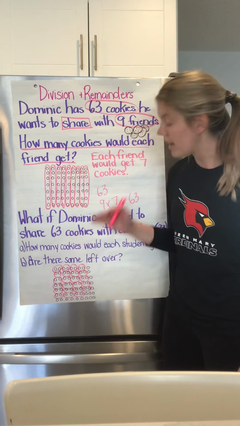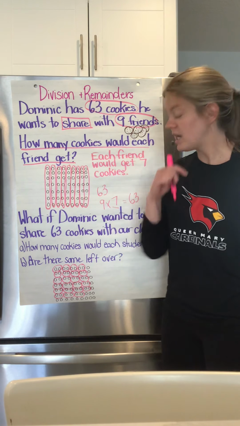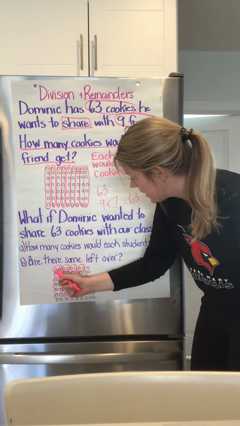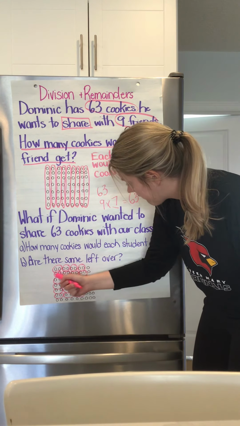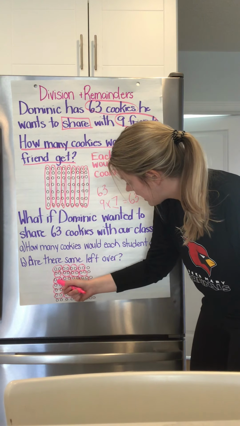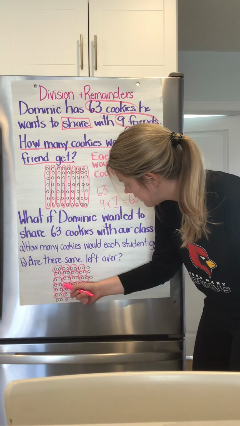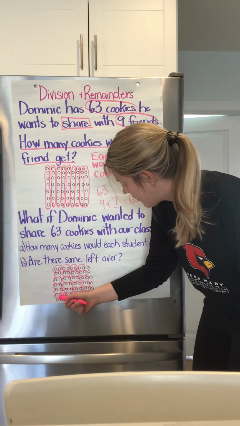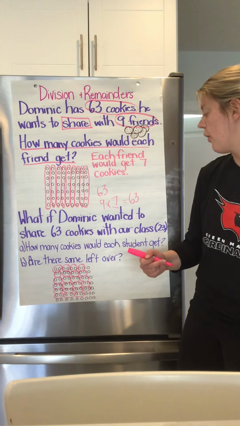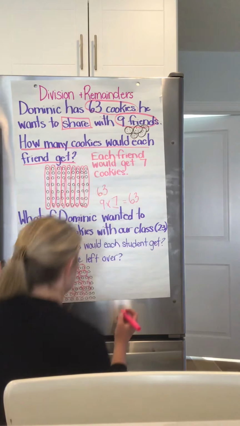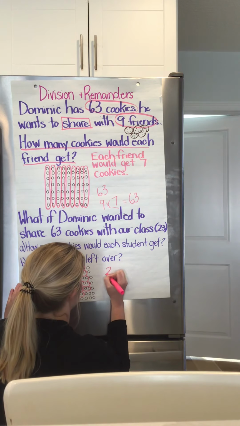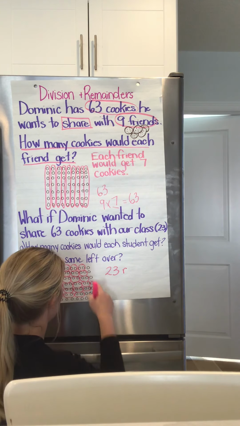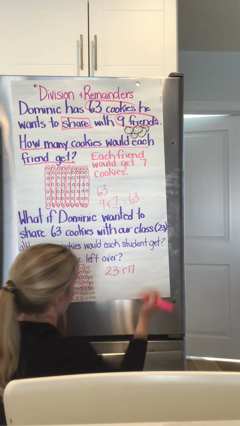So I'm going to count my even groups and then show my remainder. Every person in the class gets 2, so I'm going to count my even groups. 1, 2, 3, 4, 5, 6, 7, 8, 9, 10, 11, 12, 13, 14, 15, 16, 17, 18, 19, 20, 21, 22, 23. So I have 23 with a remainder of, and I've already counted, 17.